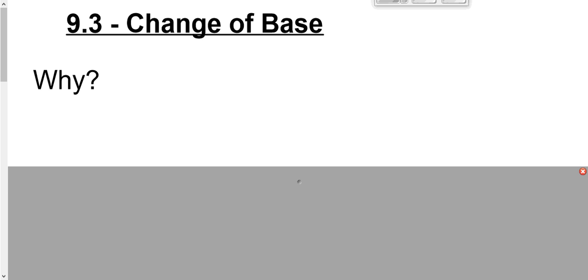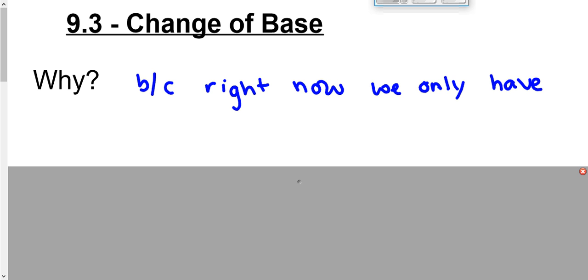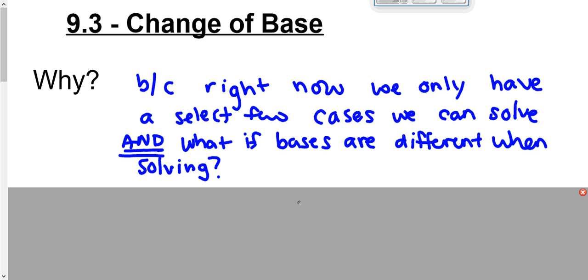Well, the reason we need to change the base is because right now we only have a select few cases that we can solve. And what if our bases are different when solving? So we have that issue that we run into. So we'll talk about changing those bases into something that we can solve. And then tomorrow we're going to talk more about solving with that tomorrow and the next day.